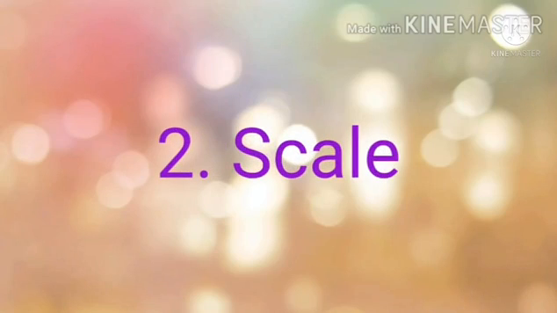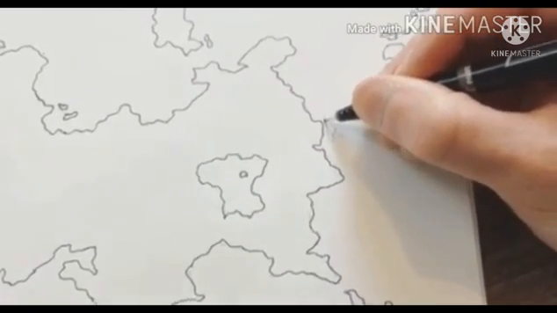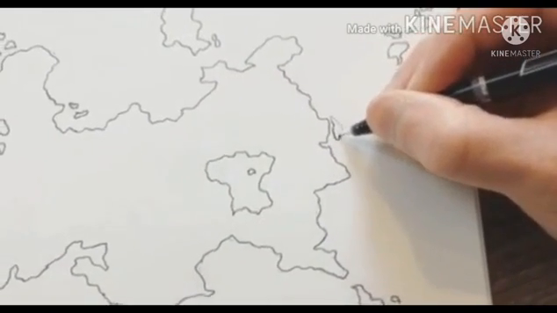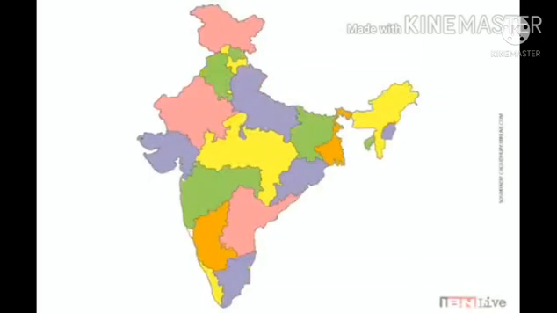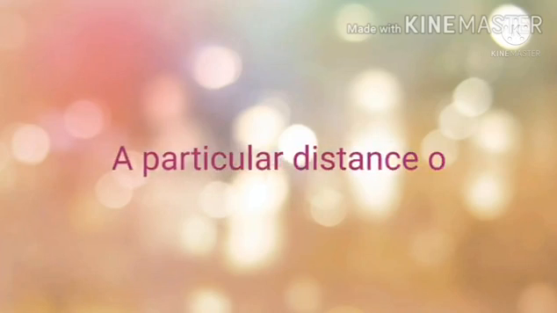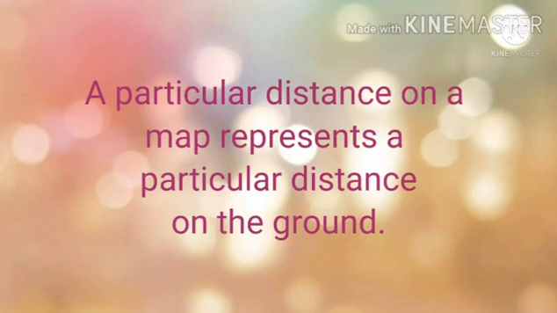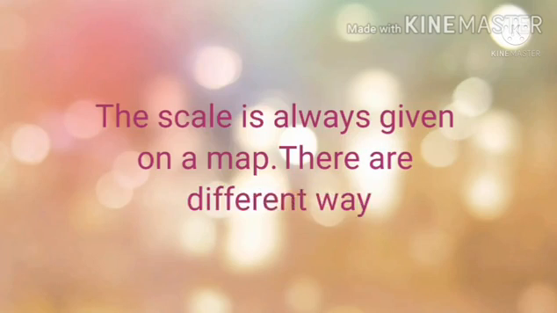Now, the next heading which we are going to study is scale. Maps represent large areas of the earth on a small space. They reduce the entire world or a portion of it to fit onto a paper in such a way that they represent the correct distance between places. A particular distance on a map represents a particular distance on the ground. This relation is called the scale of the map. The scale is always given on a map.